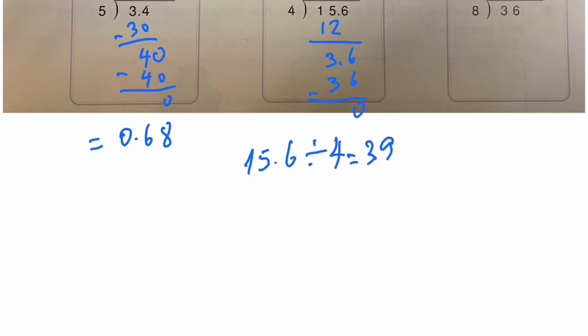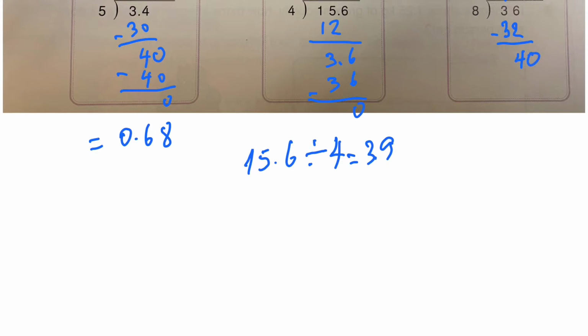And last example, 36, which is a full number, but it cannot be divided by 8, so we are going to use a decimal point inside the 36. How many 8 are there? There are 4. 4 times 8 is 32. So when we make subtraction, 4 remains. Inside 4 there is no 8. We put a decimal point and we add 0 here.